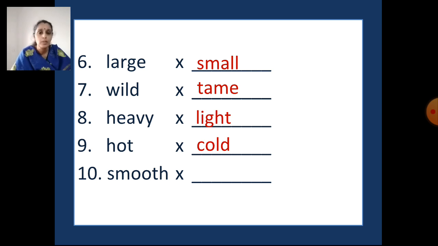S-M-O-O-T-H, smooth. The opposite of smooth is R-O-U-G-H, rough. Yes, children, copy this down. If you all have got it correct, very fine. Just put a tick. If there is a mistake, no problem. Erase it and write the correct answer.